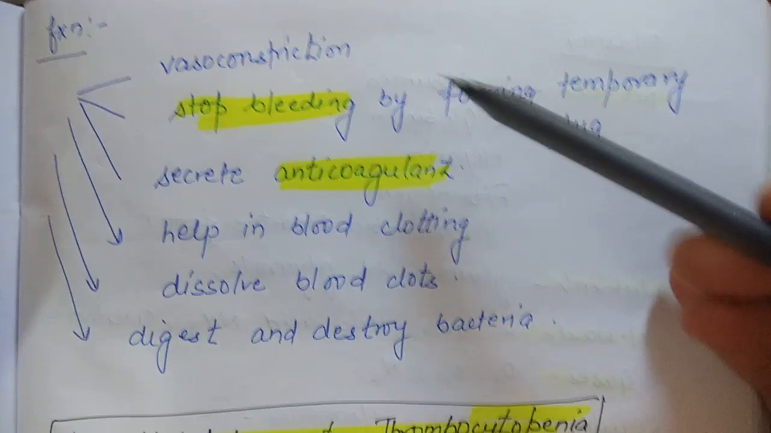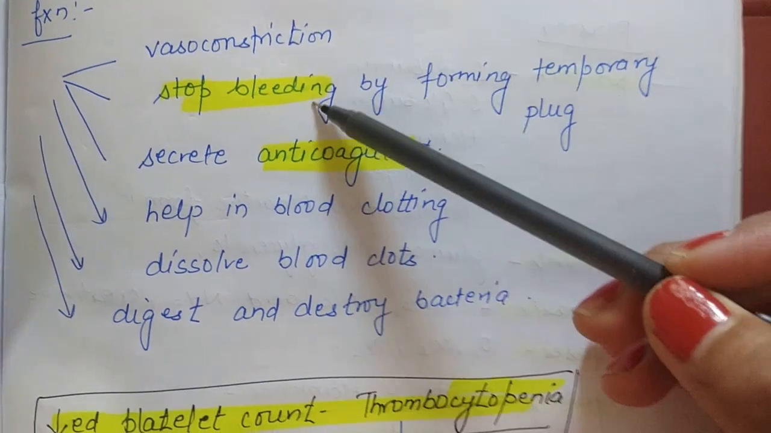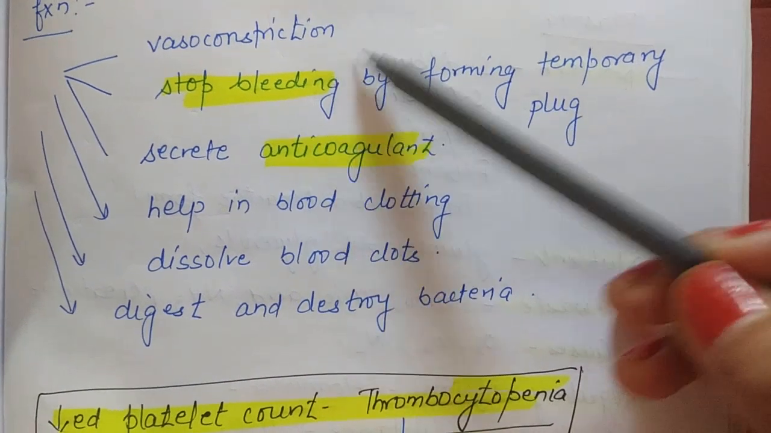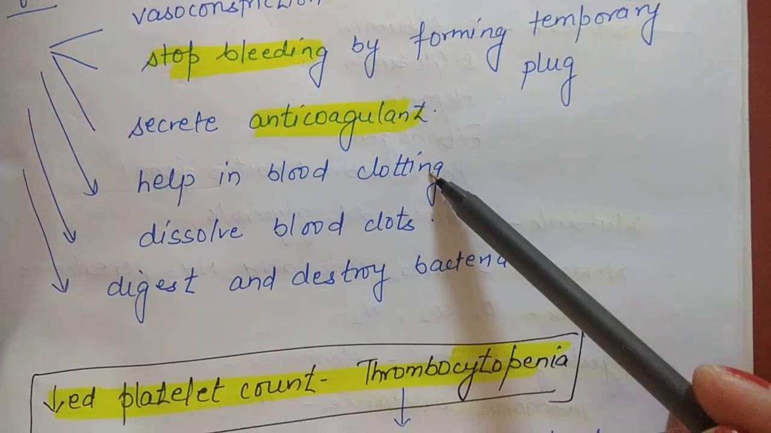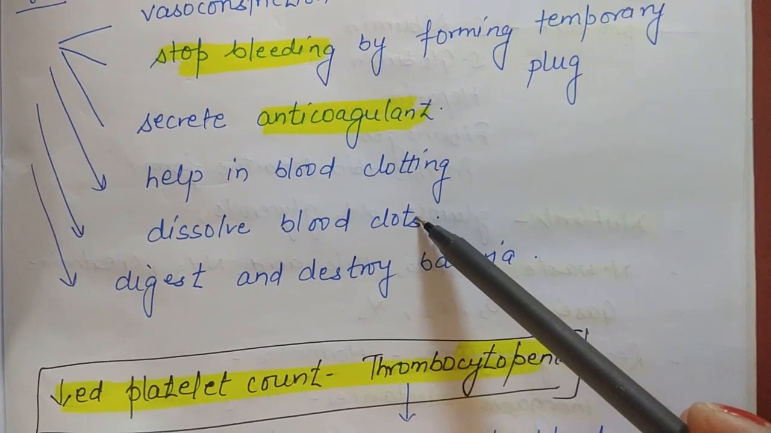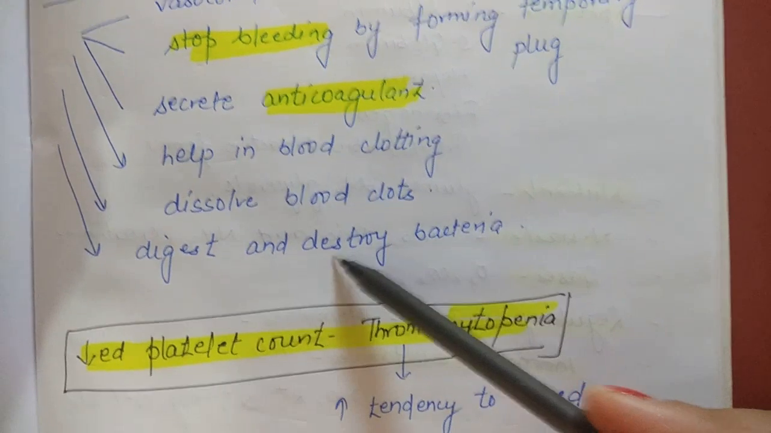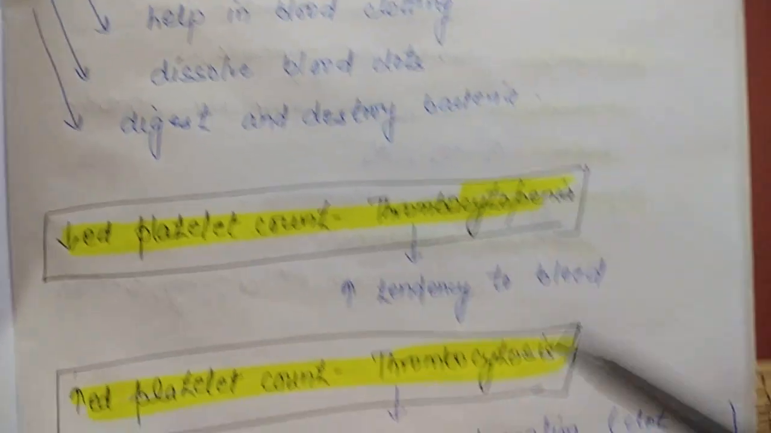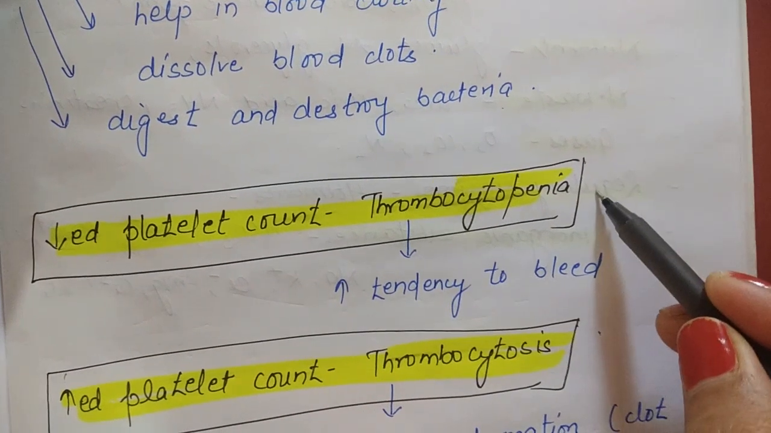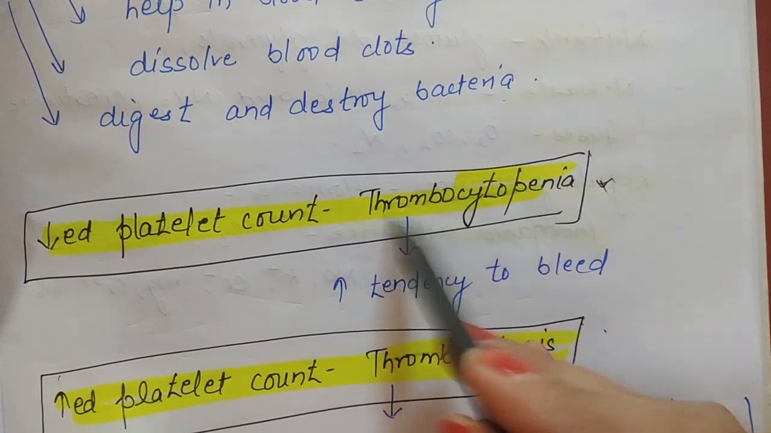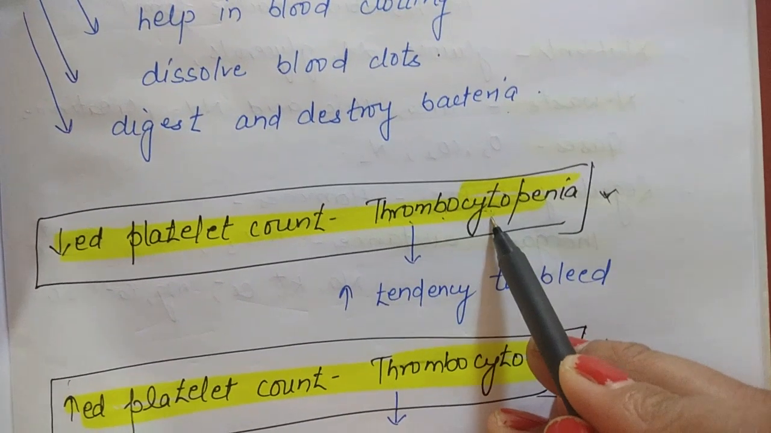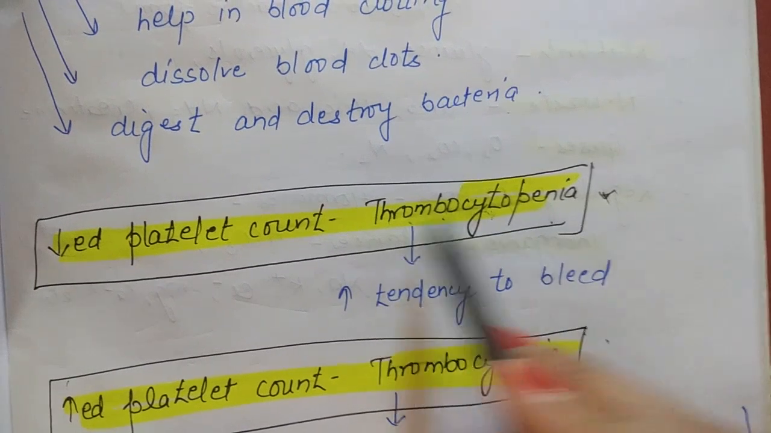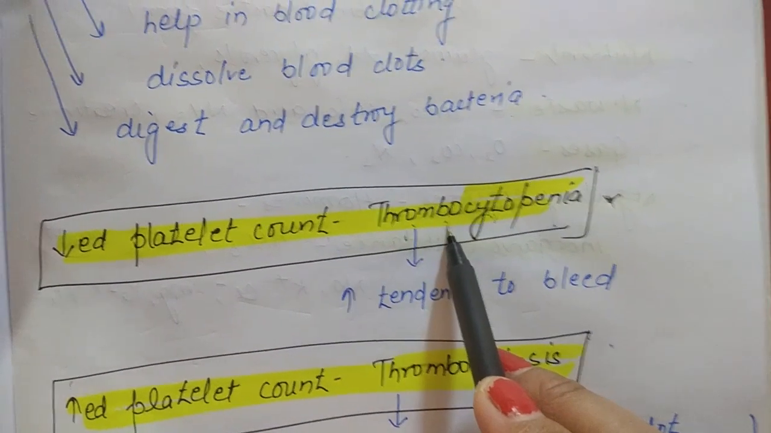Now we will continue with the function of platelets. Function of platelets is vasoconstriction. They are forming thrombus, so that's why they are stopping blood, secreting anticoagulant so that bleeding can be stopped, helping in blood clotting, dissolving blood clots, and digesting and destroying bacteria. The decreased platelet count is known as thrombocytopenia. Thrombo means platelet, thrombocytes, that means platelet cells, penia means decrease, so a decreased platelet count we call thrombocytopenia.